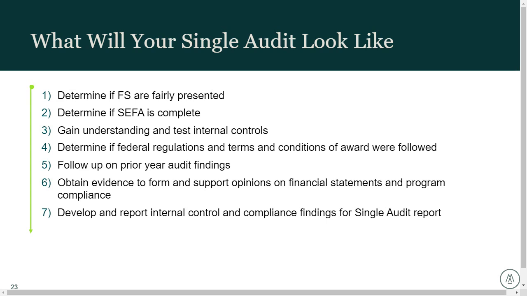Internal controls is a very large component of an audit, and so they do spend quite a bit of time making those assessments. And they're going to determine if your federal regulations and terms and conditions of the award were followed. And then items 5, 6, and 7: following up on prior year audit findings, obtaining evidence to form and support opinions on the financial statements and program compliance, and then an internal control report. These are all areas where the meat of the audit happens.